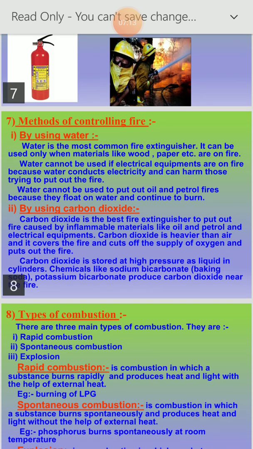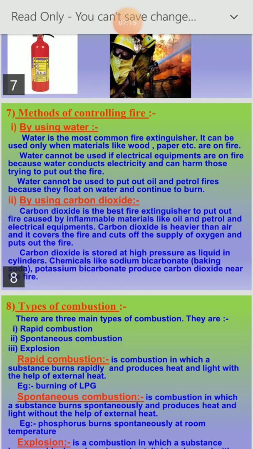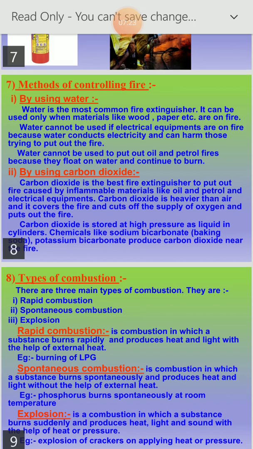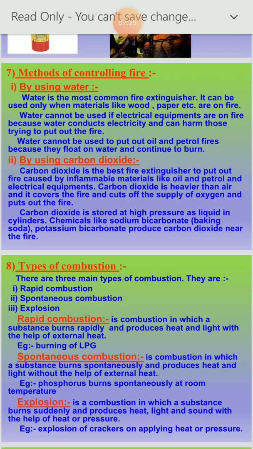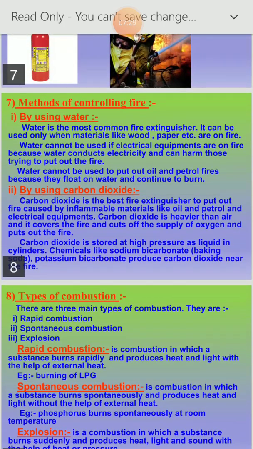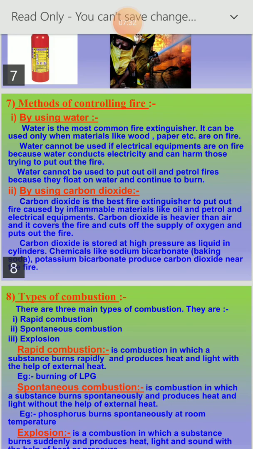Carbon dioxide is stored under high pressure as a liquid in cylinders. Chemicals like sodium bicarbonate and potassium bicarbonate produce carbon dioxide near the fire. These are the ways to control fire caused by petrol and oil.